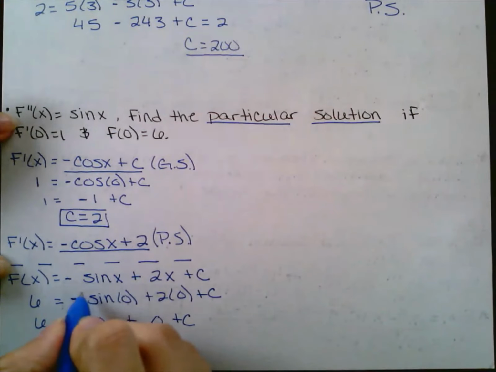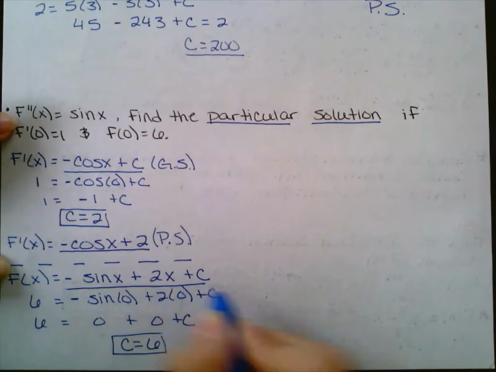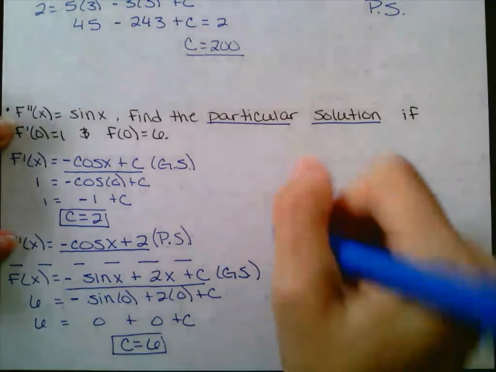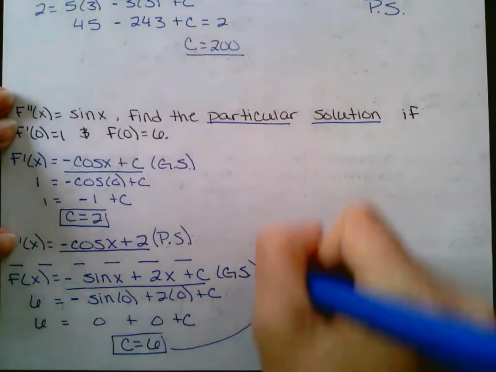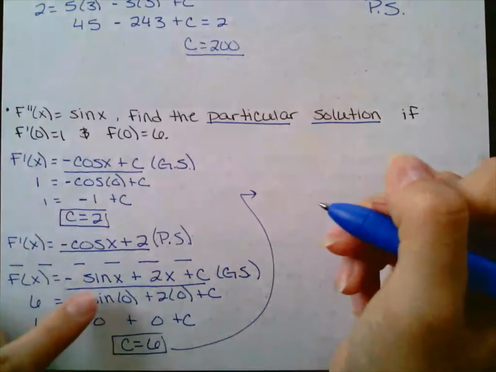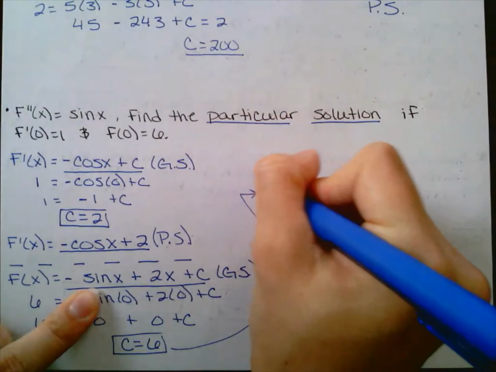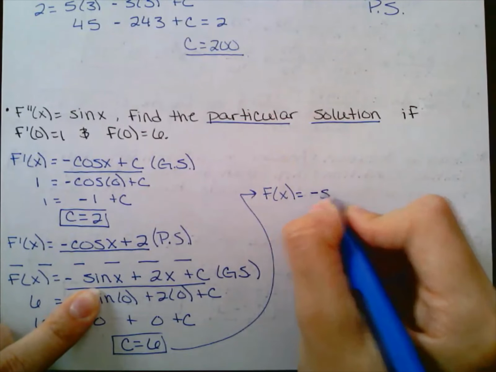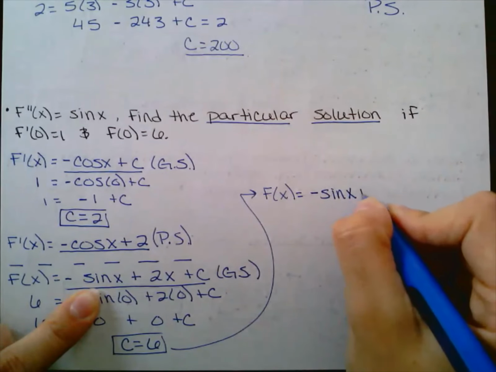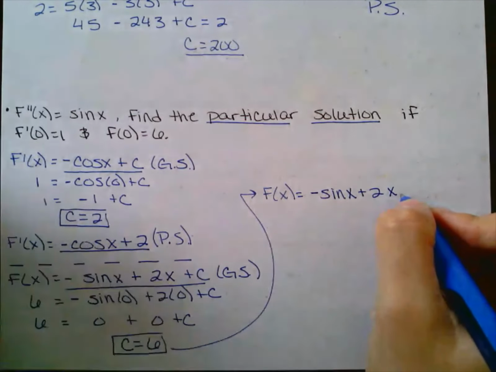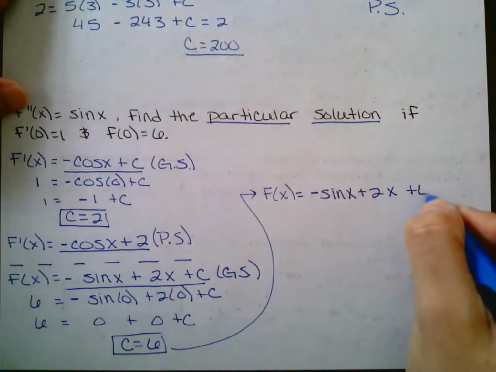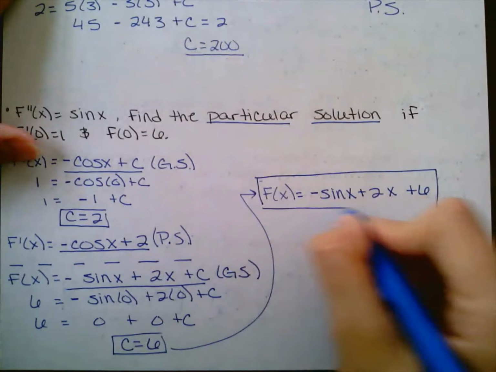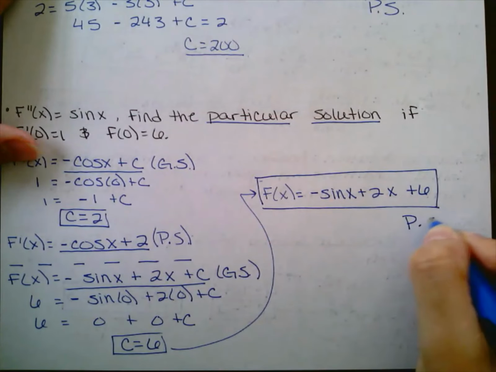Okay? And over here we had our other general solution. So now for my final answer, all I'm going to do is I'm going to rewrite that one. So f of x equals negative sine of x plus 2x. And instead of plus c, I'm going to put plus 6. And I have made it down to my final answer, the particular solution.